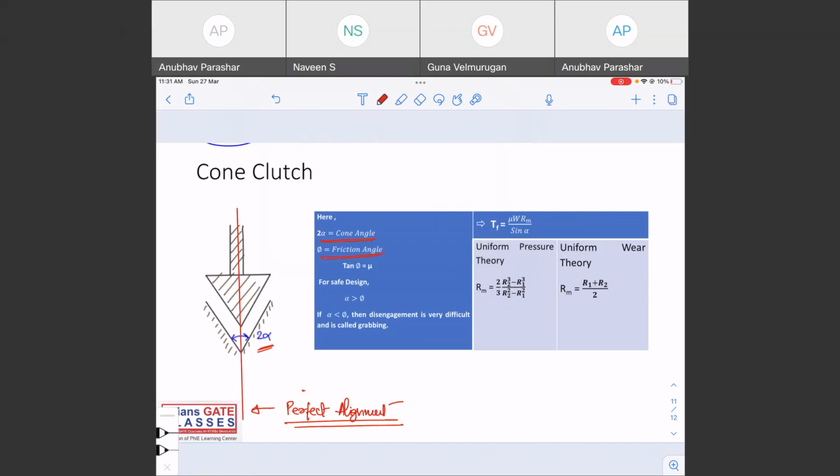We know what the friction angle is. We can write the friction angle phi as tan inverse mu. For safe design, which is a question asked in objective papers, the half cone angle alpha, because 2 alpha is the cone angle, should be greater than the friction angle. If the half cone angle is less than the friction angle, the engagement becomes very hard and difficult, and it is called grabbing.